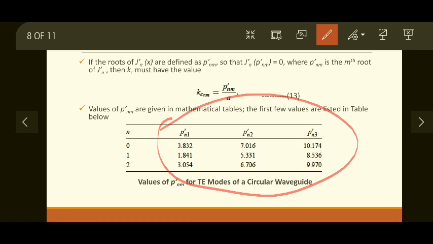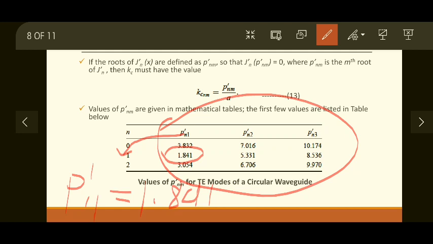What is the smallest value? I think this is the smallest value of p dash n, it is p dash n1. What is the value of n for this p dash n1? n is referring to 1, so p dash 11 is the smallest value, which is equal to 1.841. So this is the first mode that propagates through the waveguide.